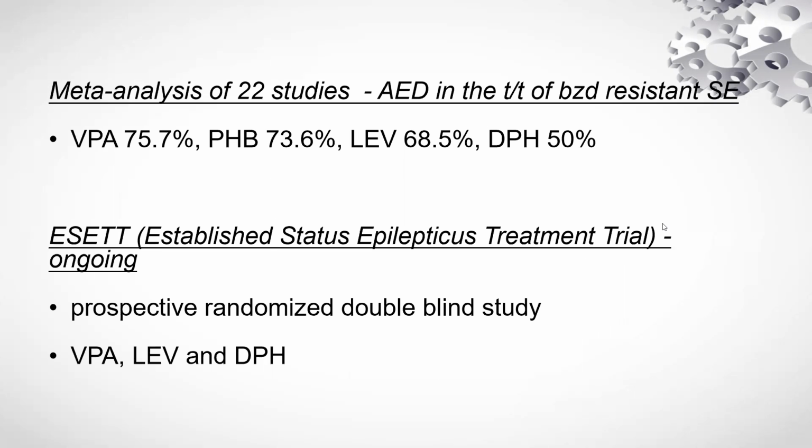Now, if we compare these 3 or 4 drugs, which is better? In a meta-analysis of 22 studies which compared AED in the treatment of benzodiazepine resistant status epilepticus, it showed that valproate was effective in 75.7%, phenobarbital was effective in 73.6%, although it causes a significant amount of respiratory depression, so it should not be a drug of first choice. Levetiracetam controls seizures in 68.5%, and phenytoin only in 50%. So valproate and levetiracetam should be drug of choice as per this meta-analysis.